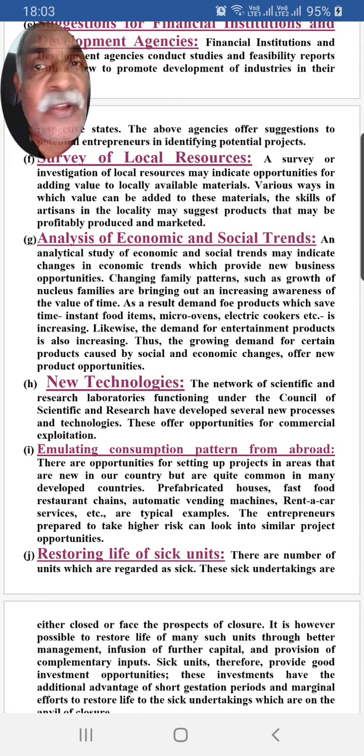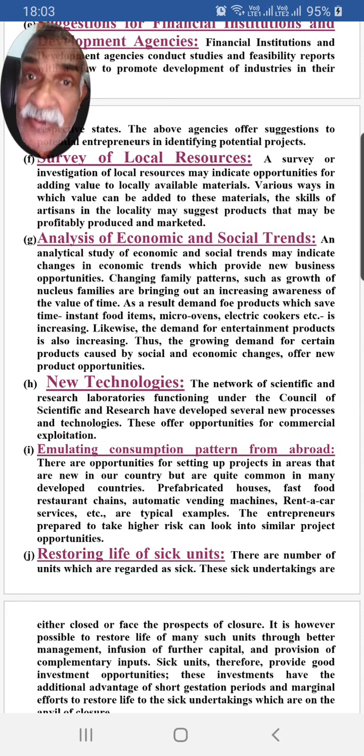So the survey of local resources is very much important. Now we have to analyze the economic and social trends. An analytical study of economic and social trends also indicates changes in economic trends, which provides new business opportunities for the investors.